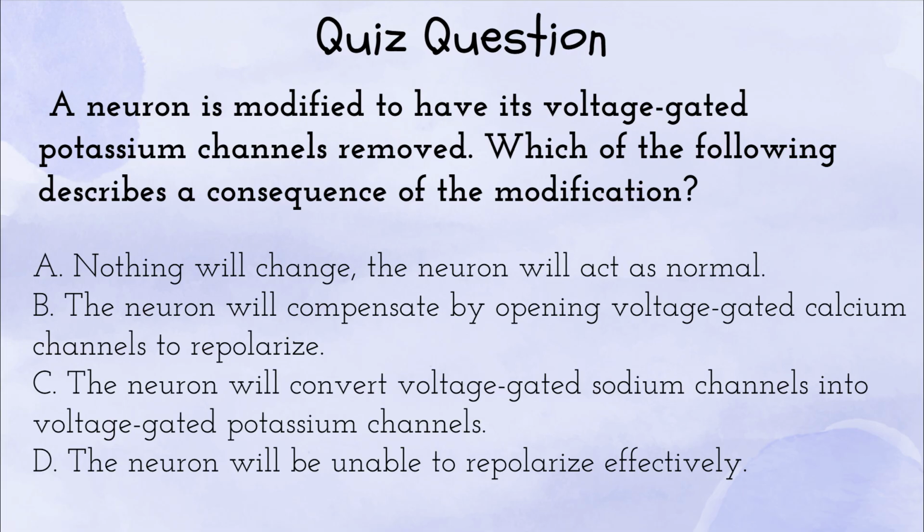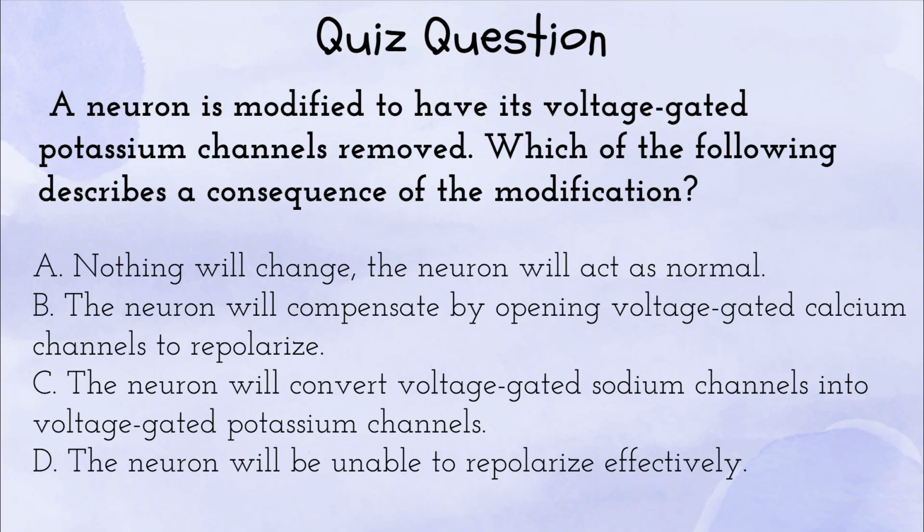Alright, I'm introducing a new segment to the series where I periodically add review questions to help better drill the information in. Let's take a look at the inaugural question. A neuron is modified to have its voltage-gated potassium channels removed. Which of the following correctly describes a consequence of the modification?